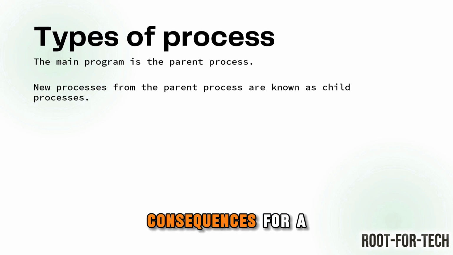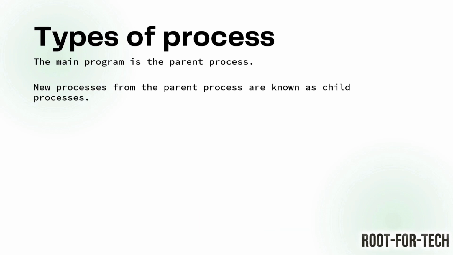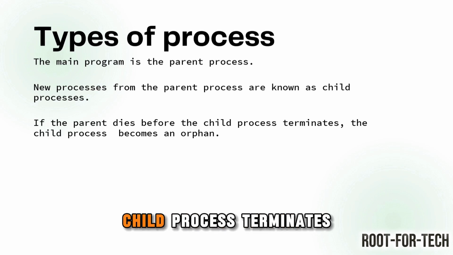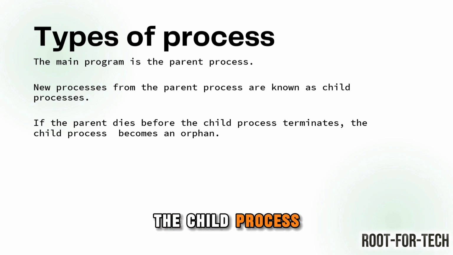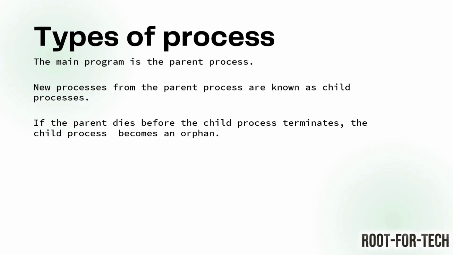There are two consequences for a child process when it terminates. It can become an orphan process or a zombie process, depending on when it terminates compared to its own parent process. If the parent dies before the child process terminates, the child process becomes an orphan. Immediately the Linux system init process adopts the child and does its cleanup after the execution is complete.